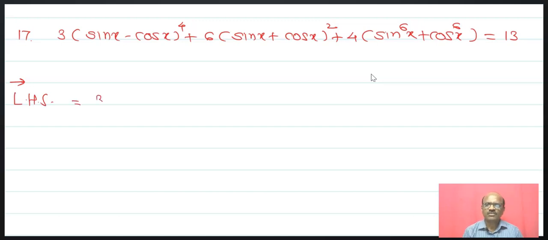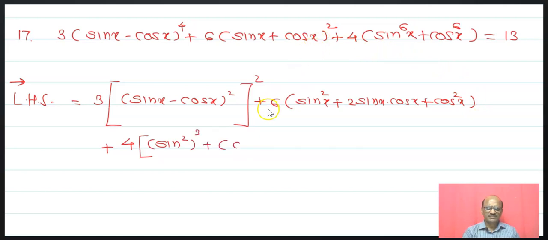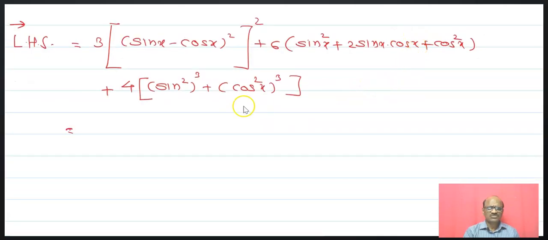We'll consider first of all the LHS, that is 3 times (sin x minus cos x) squared, and whole squared, plus 6 times (sin x plus cos x) squared, that is sin square x plus 2 times sin x into cos x plus cos square x. It's a simple expansion of (a plus b) squared. Now in the third case, sin raised to 6 plus cos raised to 6 is written as (sin square x) cubed plus (cos square x) cubed.